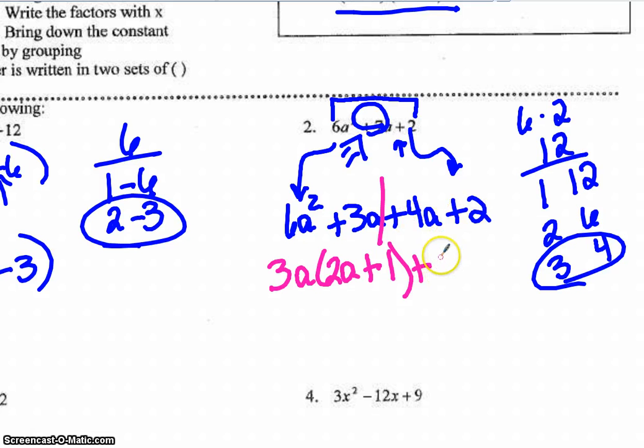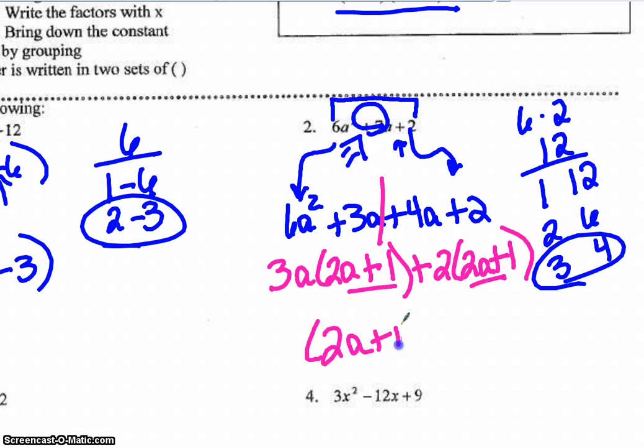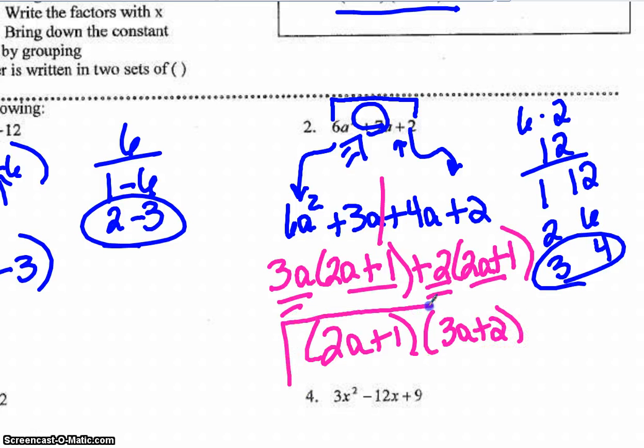Plus, these will both divide by 2. 4 divided by 2 is 2. Don't lose your a. Plus 2 divided by 2 is 1. You check these. They're the same. That's a good thing. That's part of your answer: 2a plus 1. The other part will be what was in front of each set of parentheses: 3a plus 2. This whole thing right here at the bottom is your answer.